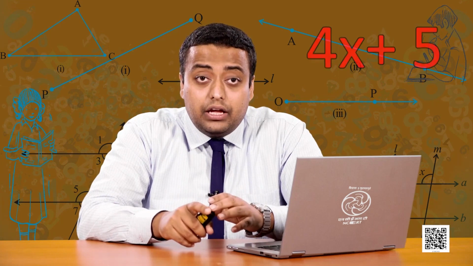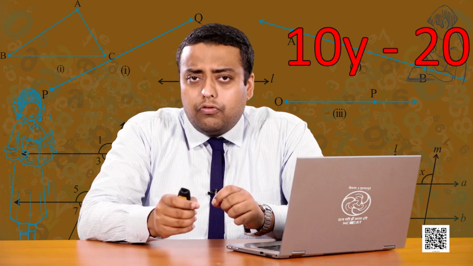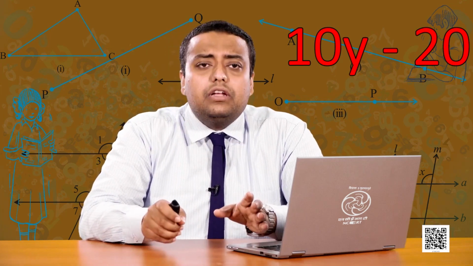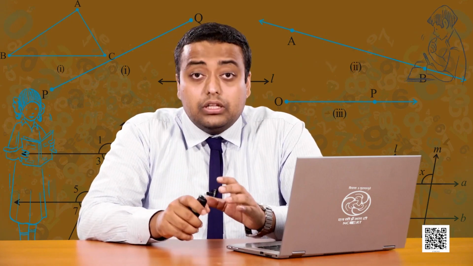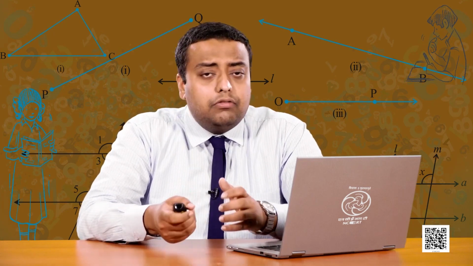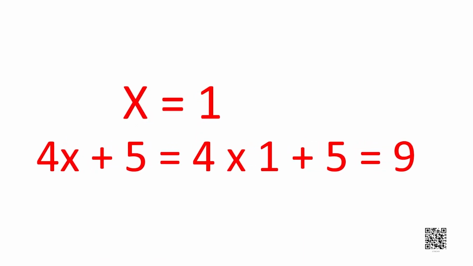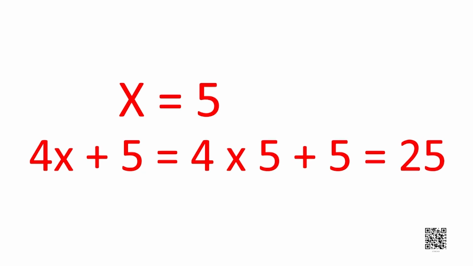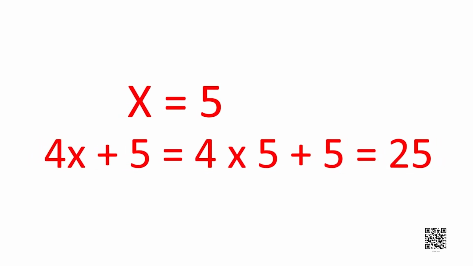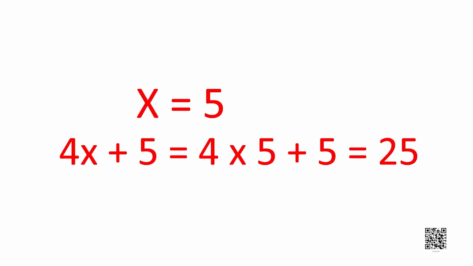Similarly, from y, we formed the expression 10y - 20. For this, we multiplied y by 10 and then subtracted 20 from the product. All these are examples of expressions. The value of an expression thus formed depends upon the chosen value of the variable. As we have already seen, when x = 1, 4x + 5 = 9. When x = 5, 4x + 5 = 25.